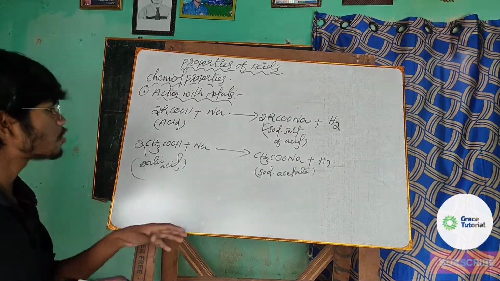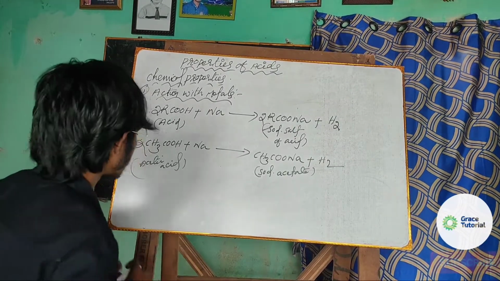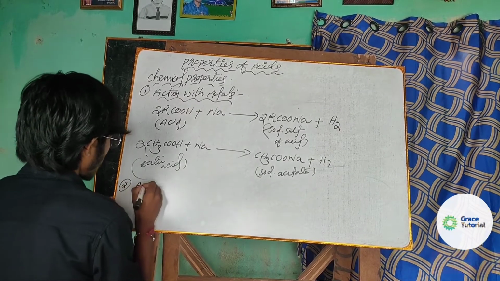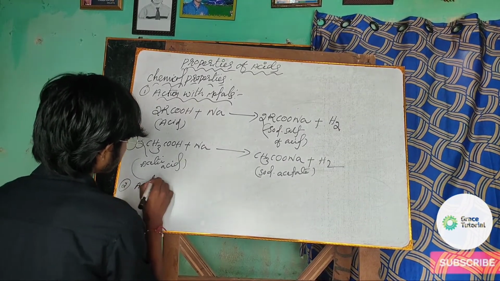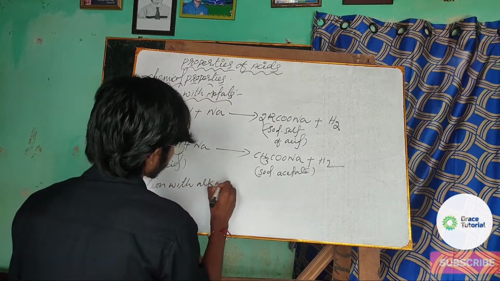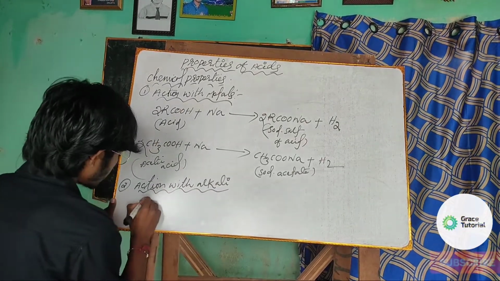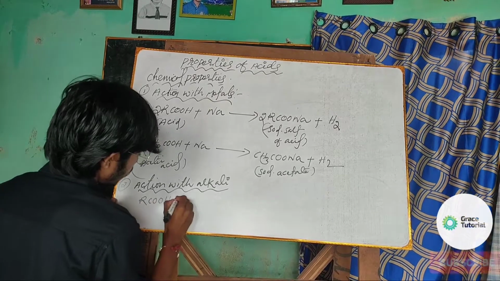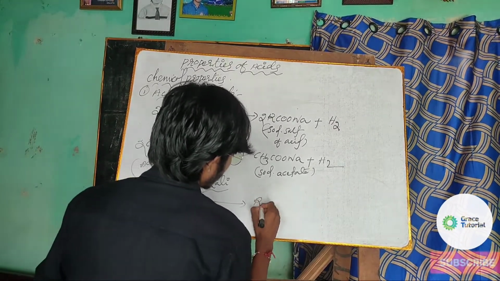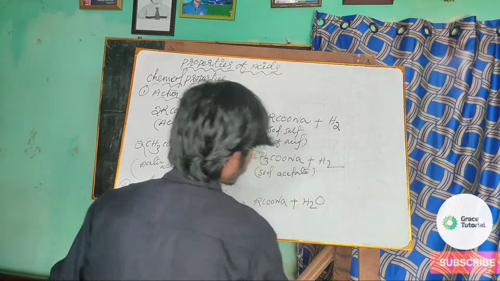If that same acid reacts with a base, what happens? We'll look at action with alkali. So we have the acid RCOOH. When it reacts with NaOH, then it gives RCOONa, the sodium salt of the acid, but here the water molecule is removed.